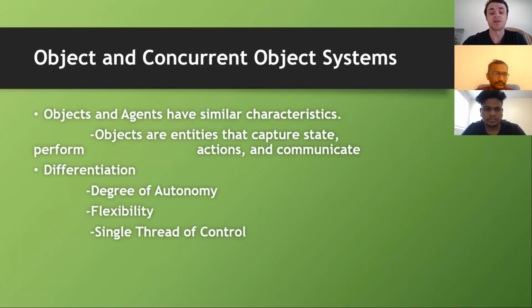The second difference is flexibility. Agents must show flexibility in order to have autonomy, as discussed previously. Objects do not seek to have flexibility and autonomous behavior.